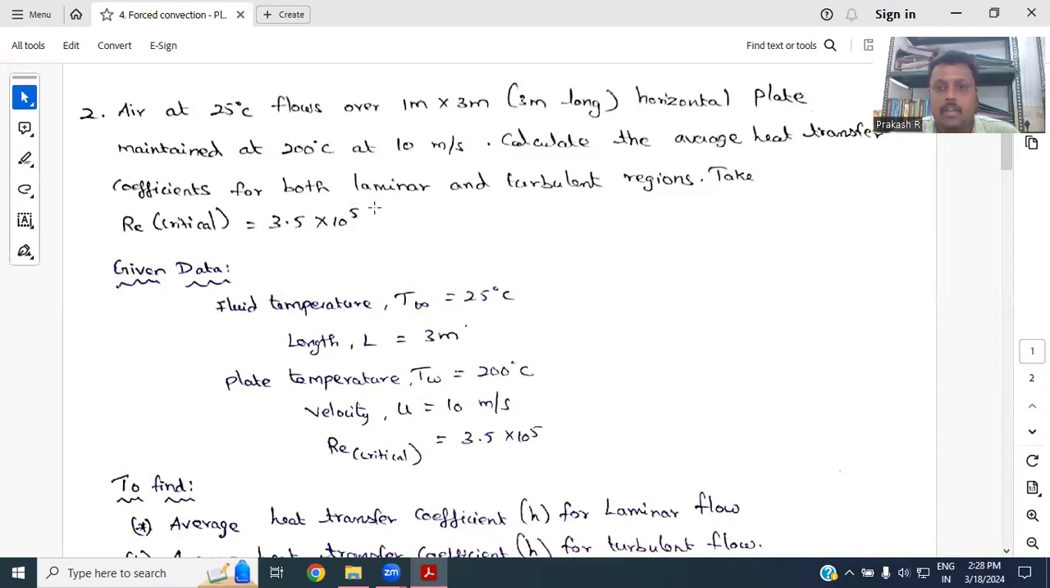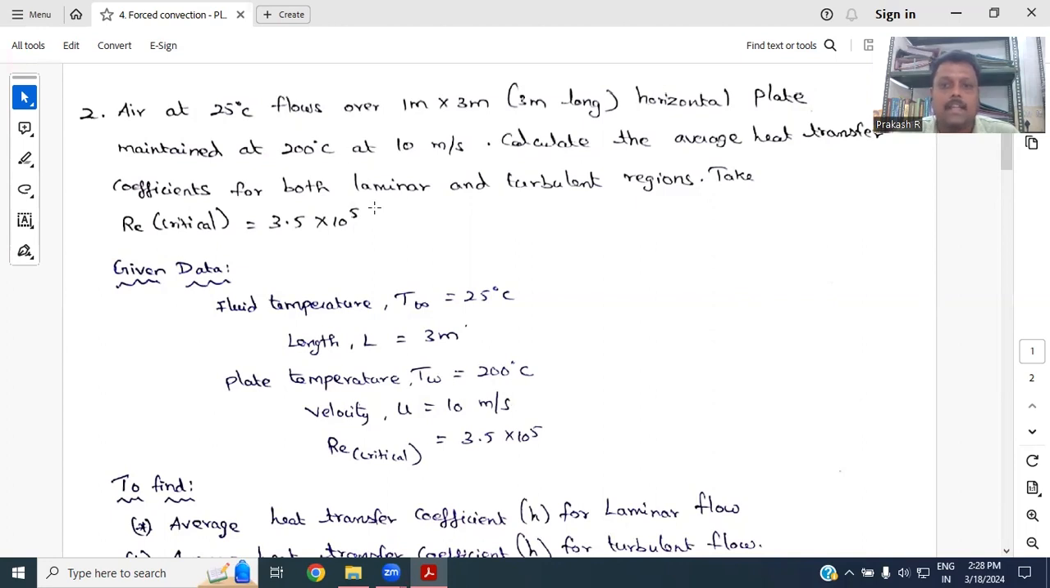So we are solving a problem on a horizontal plate of dimensions 1 meter and 3 meter. In that, the 3 meter is the long side. Therefore, in the given data, we take length as 3 meter, and they have given the temperature value as 25 degrees Celsius. That is the fluid temperature, denoted by T infinity, 25 degrees Celsius.